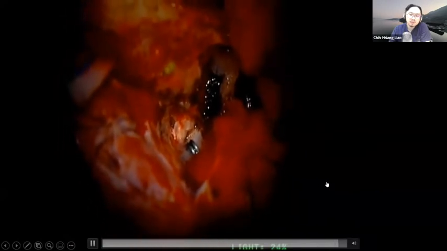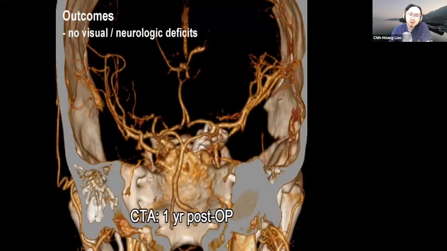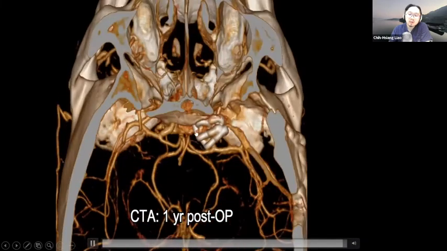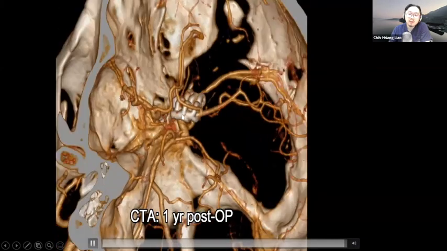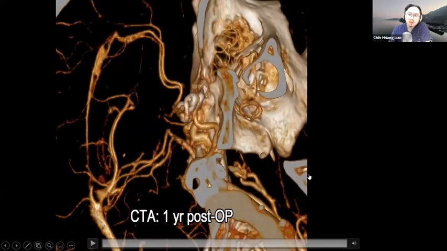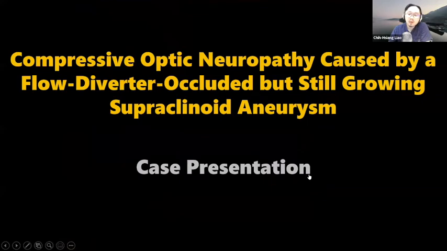This is the post-op view. And this is the 1 year post-op CTA, the three fenestrated clips. And this is my first case. And the second case is for all of you, because I have a question to ask, and I want to hear your opinion.